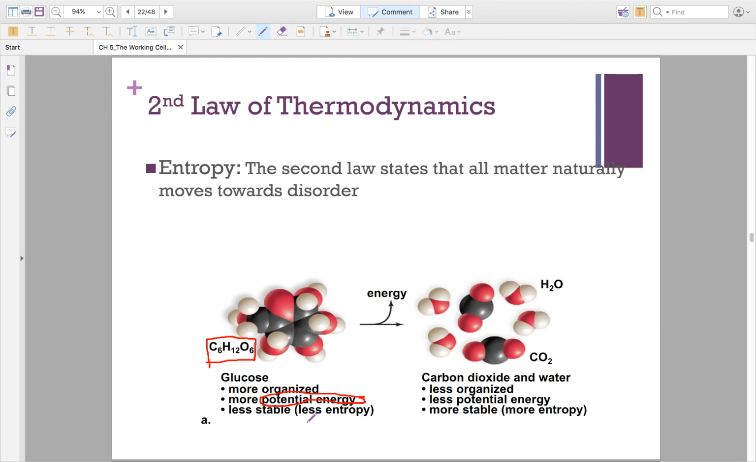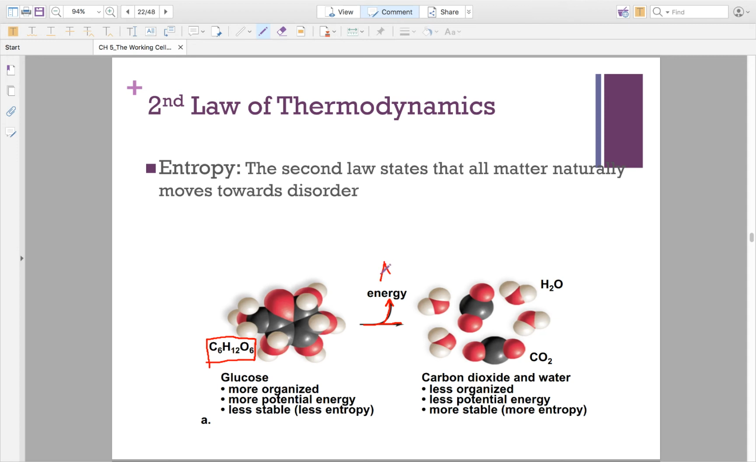But it has low entropy because it's not disorder and chaos. It's highly organized, right? So it's the opposite. So it has low entropy. And in fact, because this is kind of the opposite of what nature wants to do, it's unstable, and it's less stable than these guys over here. So basically, we know that we get energy out of this. When glucose is broken down, energy is released. And that was the energy that we just talked about.